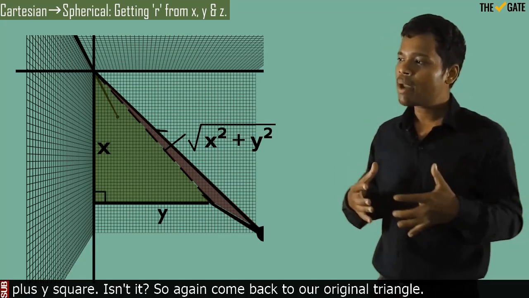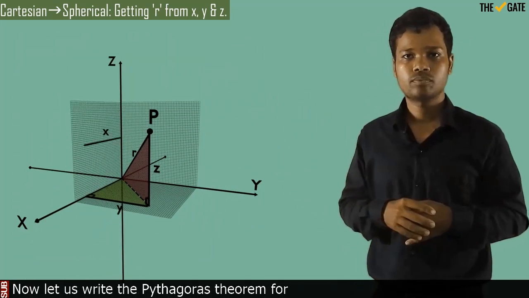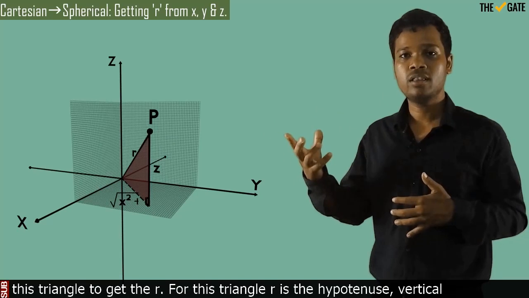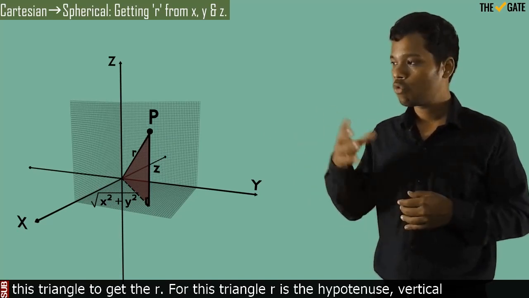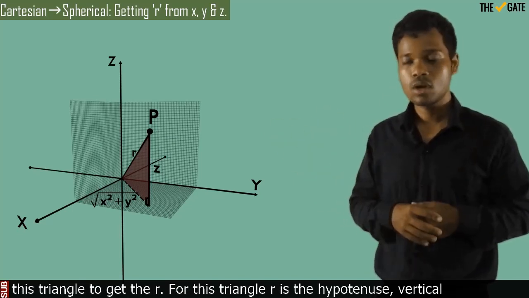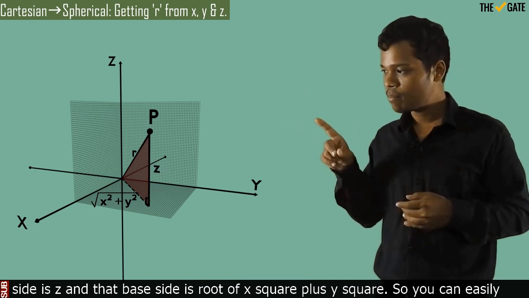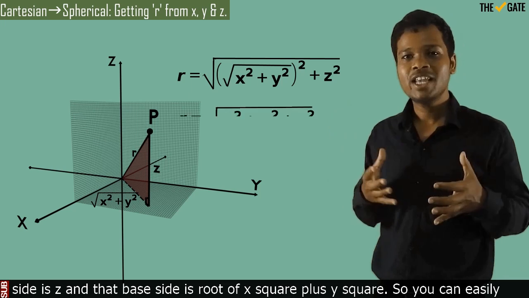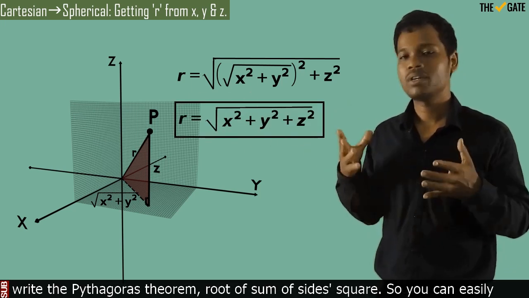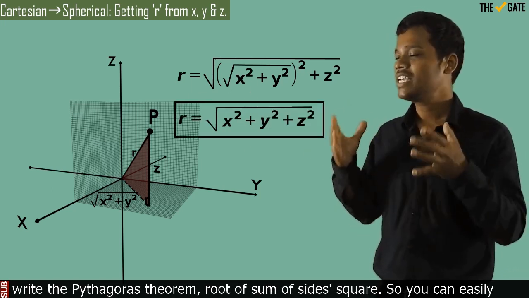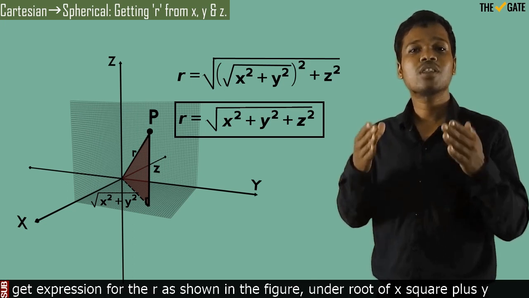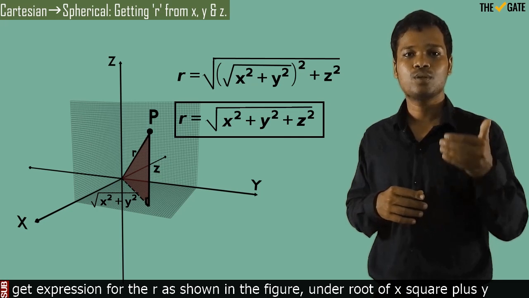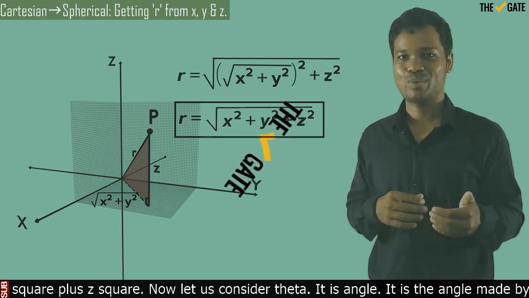So again come back to our original triangle. Now let us write the Pythagoras theorem for this triangle to get the r. For this triangle, r is the hypotenuse, vertical side is z, and that base side is root of x square plus y square. So you can easily write the Pythagoras theorem, root of sum of squares of sides. So you can easily get the expression for the r as shown in the figure: under root of x square plus y square plus z square.